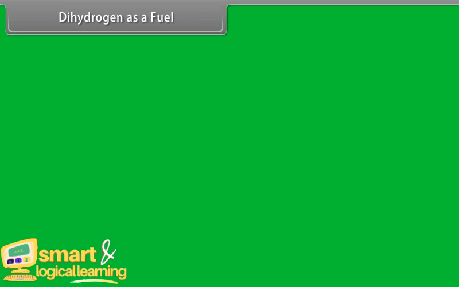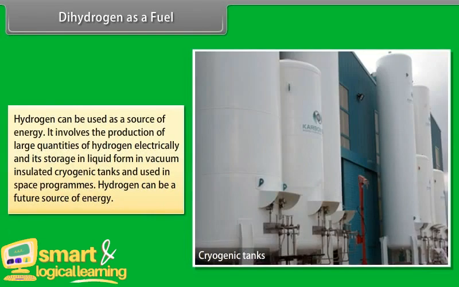Dihydrogen as a fuel. Hydrogen can be used as a source of energy. It involves the production of large quantities of hydrogen electrically and its storage in liquid form in vacuum-insulated cryogenic tanks, and it is used in space programs. Hydrogen can be a future source of energy.